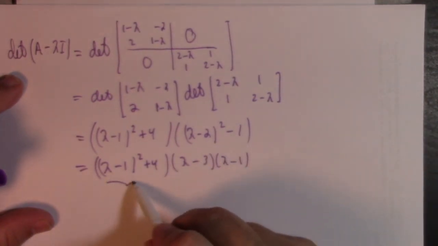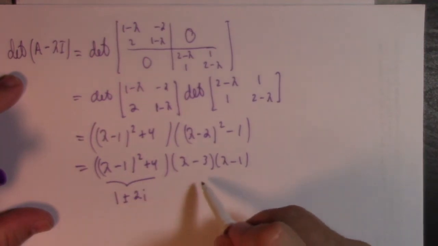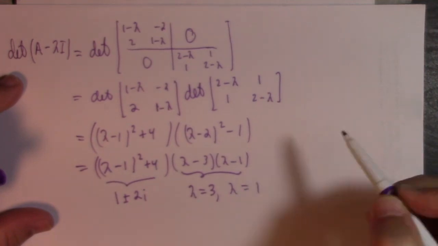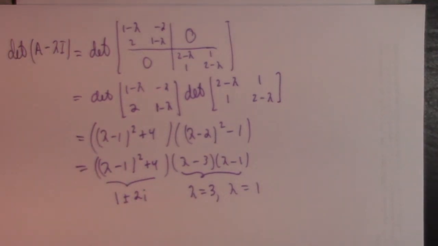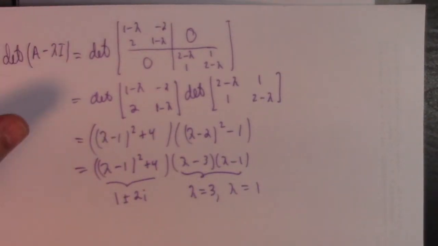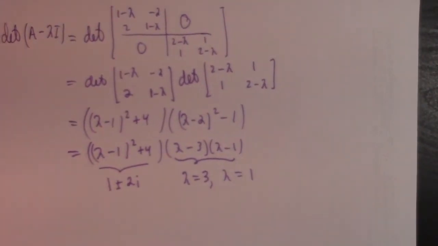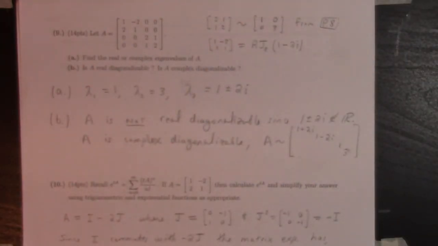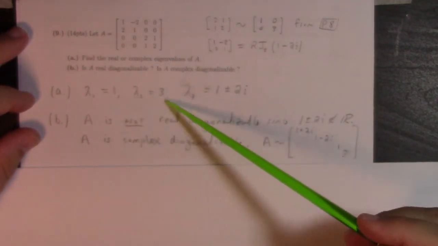So of course this gives us the 1 plus or minus 2i, and this gives us the lambda equals 3 or lambda equals 1 solutions, which is what I just claimed before on the basis of the attachment of this problem to problem 8, or of course the real Jordan block with eigenvalue 1 minus 2i. So anyway, that's that. There we go. All right, so getting back to the problem, the eigenvalues are 1, 3, 1 plus or minus 2i.